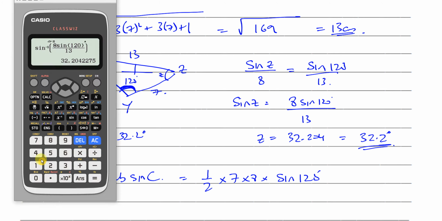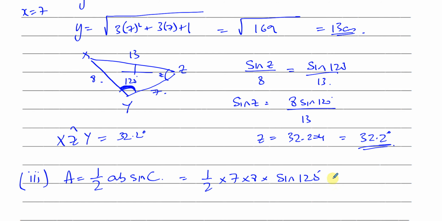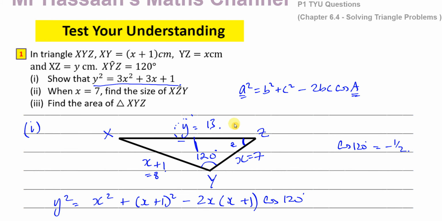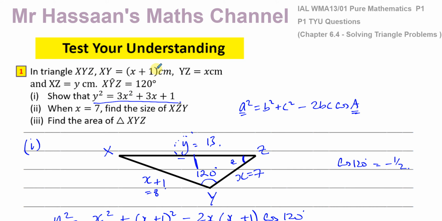So you just put 0.5 times 7 times 8 times the sine of 120 degrees, and that gives us 14 root 3, which turns out to be 24.248, which is 24.2 centimeters squared, sorry, square centimeters. That is the area of the triangle. And that's the answer for question number 1 from this test your understanding.